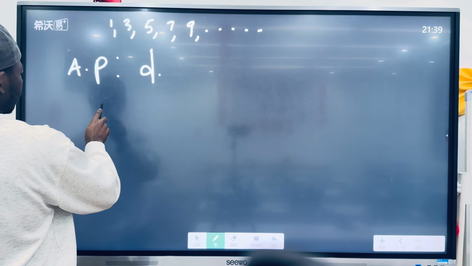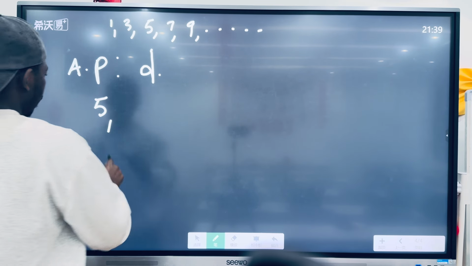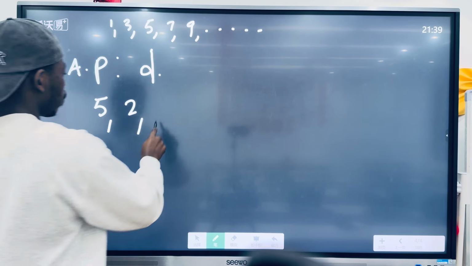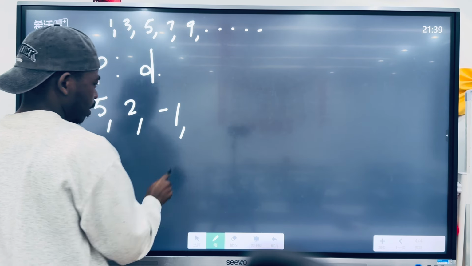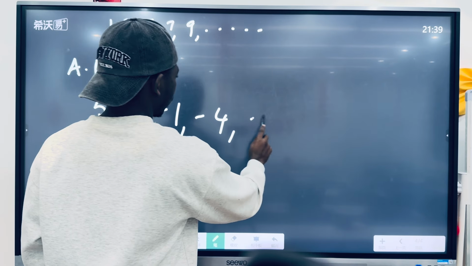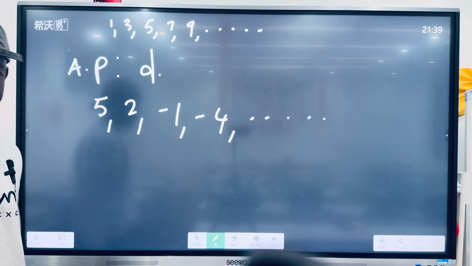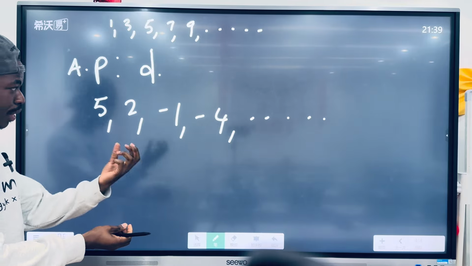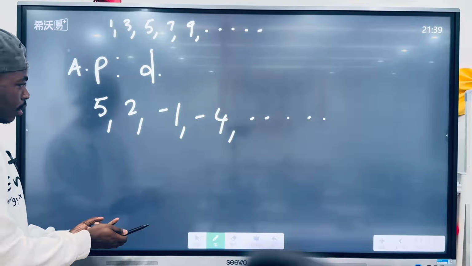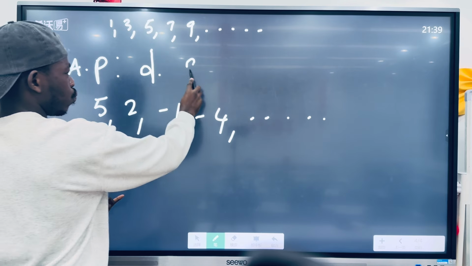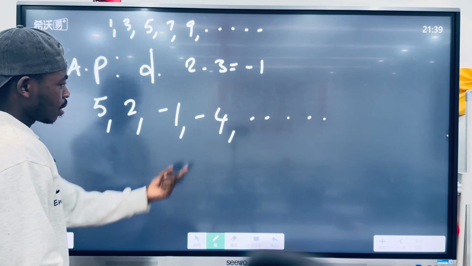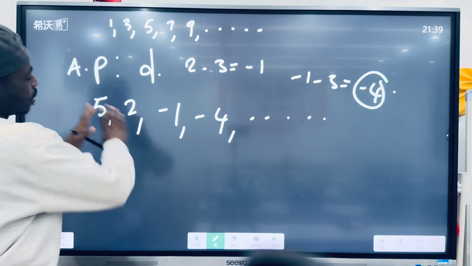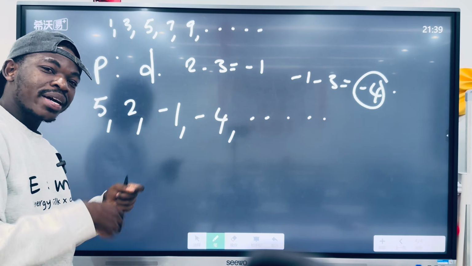I have 5. Okay, then I go to 2, like that. Then I go to -1, like that. Then I go to -4, like that. Okay, so what's happening to the numbers here? So from 5, I go to 2. There's been a reduction by what? 3. 2, I go to -1. There's a reduction again of what? 3. It's like 2 minus 3, -1. -1 minus 3, -4. So you can see that even here, the numbers are also reducing by a constant amount.